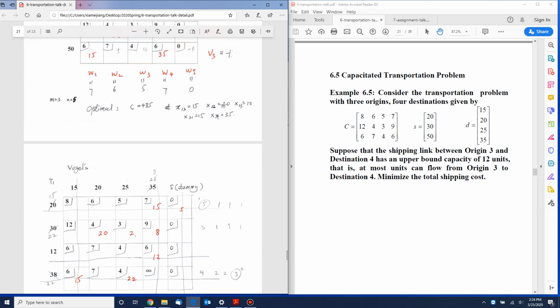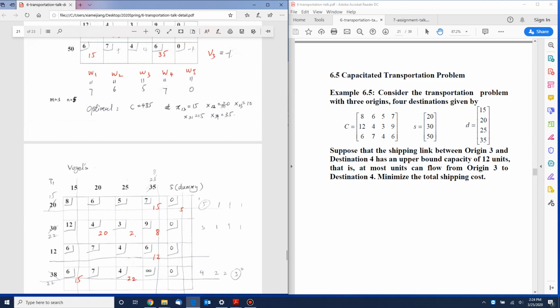Okay, what we need, the total cost is 485 at x1 equals 15, x2 equals 20, x2 3 equals 10, x3 1 equals 15, x3 4 equals 35. That means from the orange 1 we shift 15 to the market 3, and from the orange 2 we shift 20 to market 2 and 10 to market 3, and then from the orange 3 we shift 15 units to market 1 and 35 units to market 4, right?